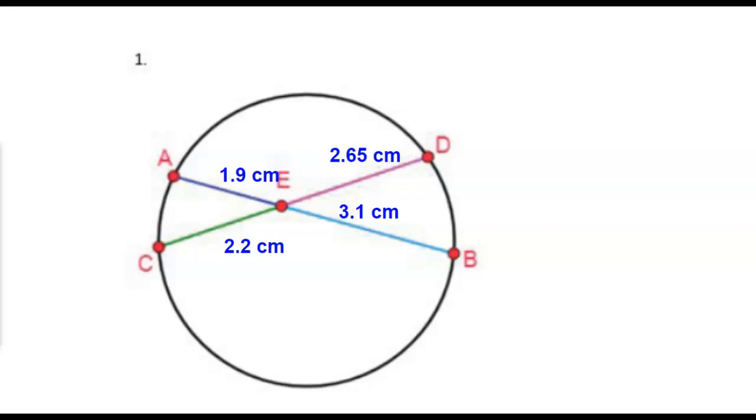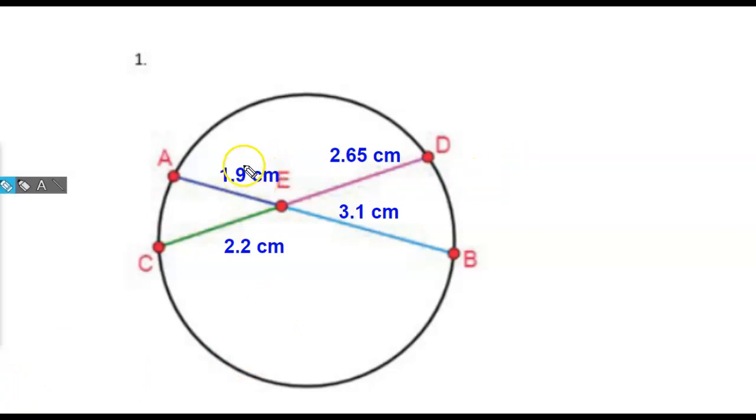3.1 minus 1.9 is 1.2. And 2.65 minus 2.2 is 0.45. Definitely not equal. After addition and subtraction, our next option is multiplication. So 1.9 times 3.1 is 5.8. 2.2 times 2.65 is also 5.8. So that's interesting.